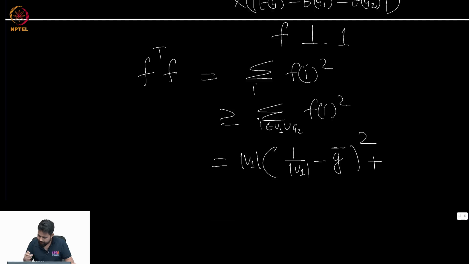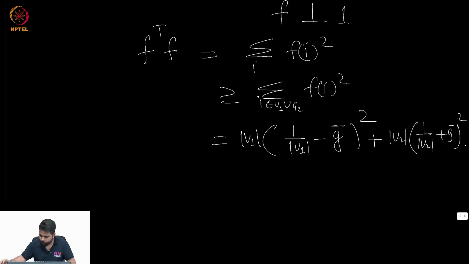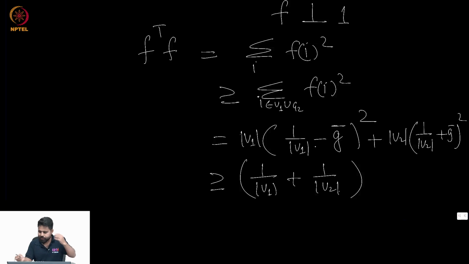In that case, the gi quantity will be nothing but minus 1 divided by mod V2, and then you are subtracting g bar, but you are taking the square. So this will be nothing but mod V2 times 1 divided by mod V2 plus g bar square. Now if you open this quantity just by squaring, you will see that this is nothing but 1 over mod V1 plus 1 over mod V2. Very simple step, just open it by doing squaring, and this will be equal to this.